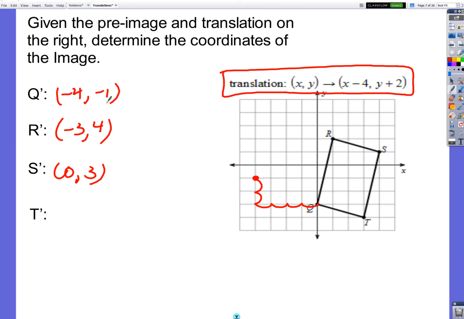Okay, then finally for the T, we're gonna go 4 left and 2 up. So -1, -2. Yep. Any questions there?